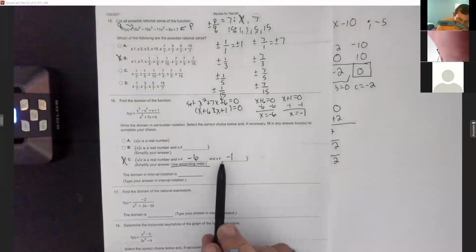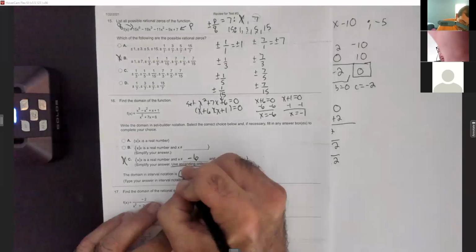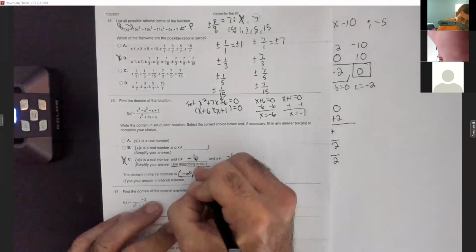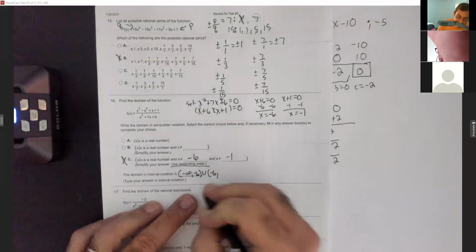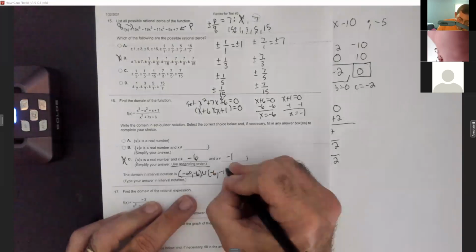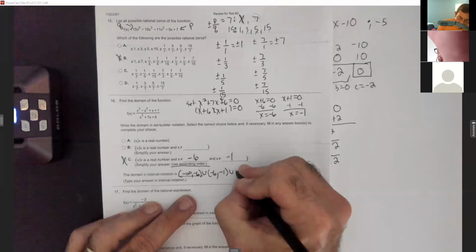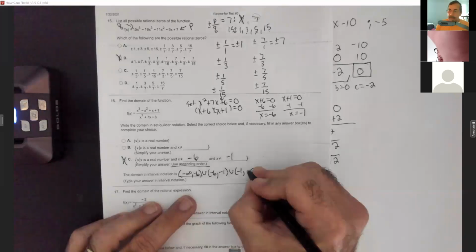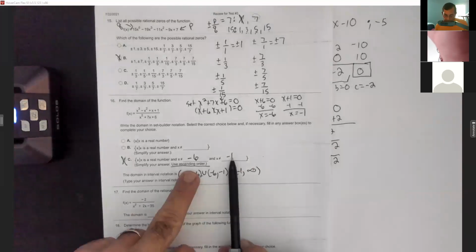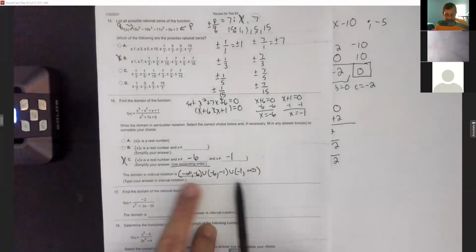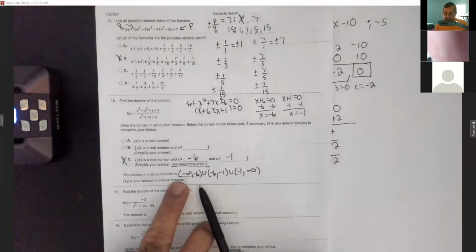So for interval notation, we start at -infinity until we hit -6. Union around that -6 until we hit -1. Union around that -1 till we hit positive infinity. So whatever numbers you're excluding from your domain, you have a union around those numbers. And then remember, the domain is going to start at -infinity on one end and have positive infinity on the other.